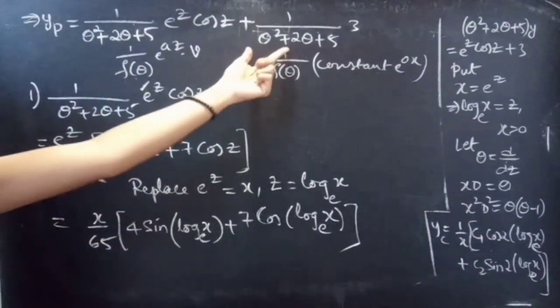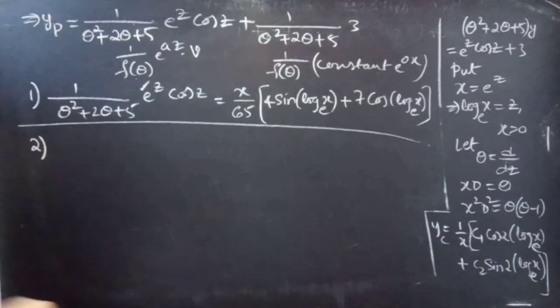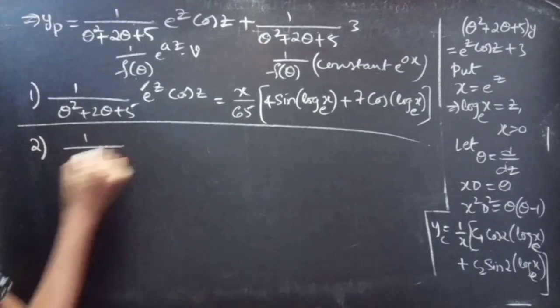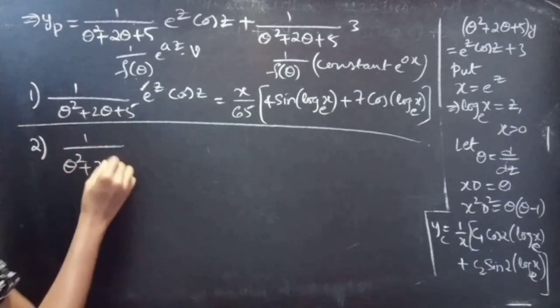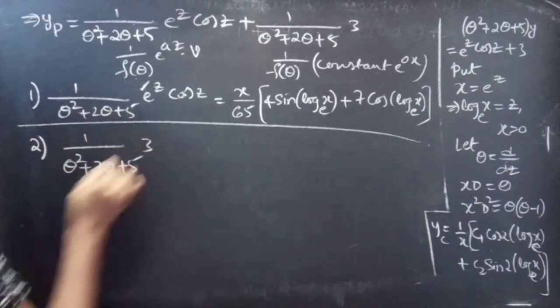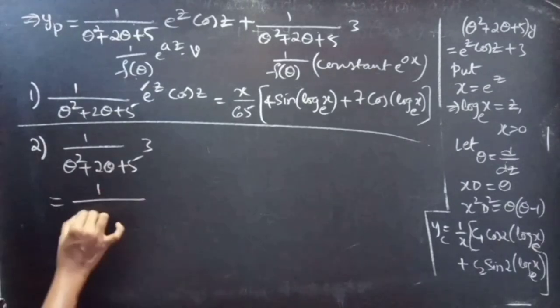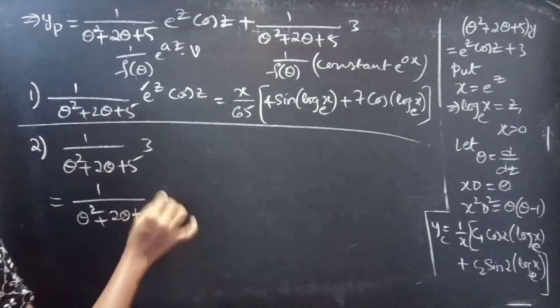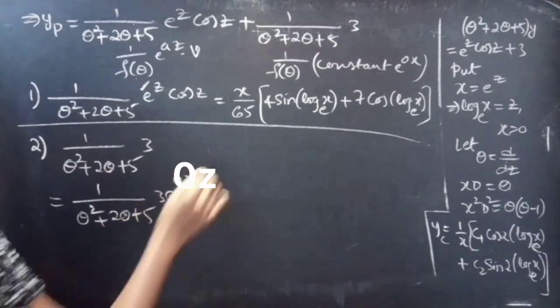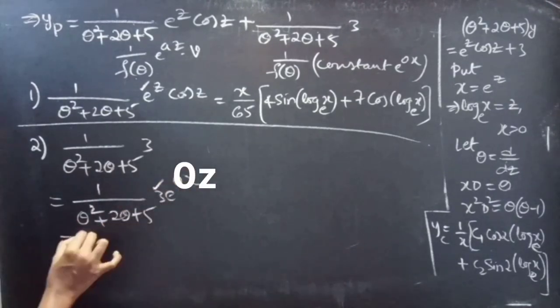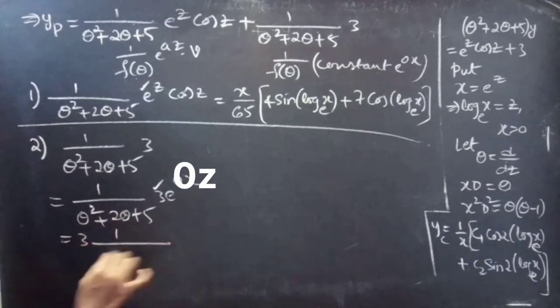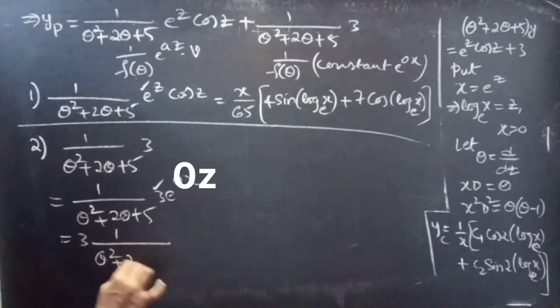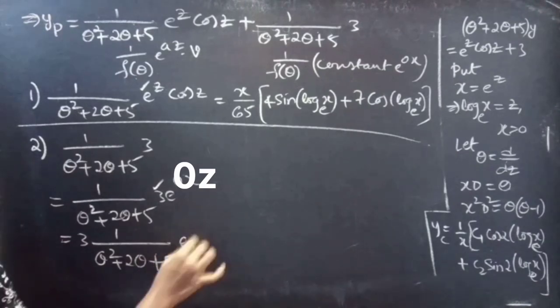Now let's find the second one. Now coming to the second term, 1 by f of θ into 3. We can write 3 as 3 into x^0, right? Now take this towards the left. We'll get 3 into e^(0z), not e^(0x).